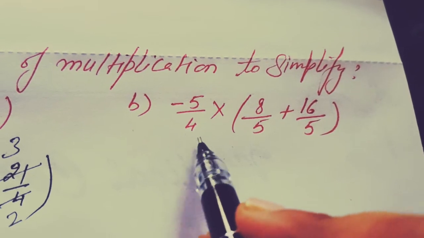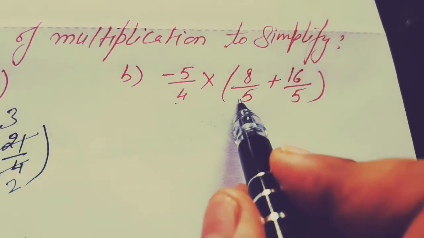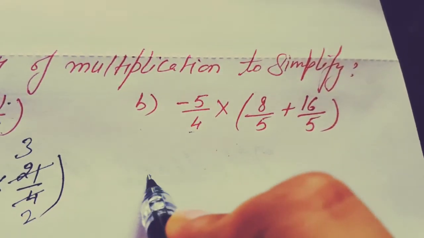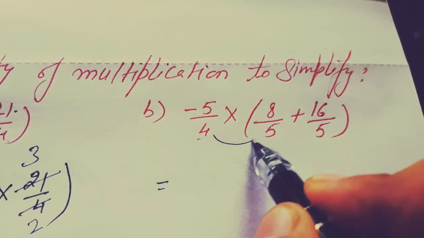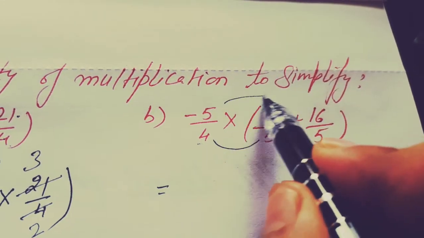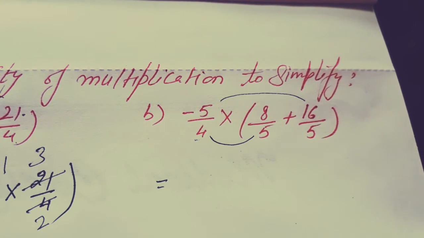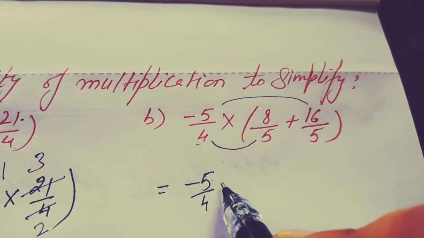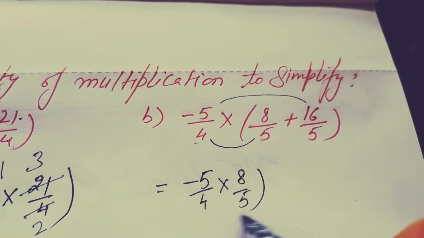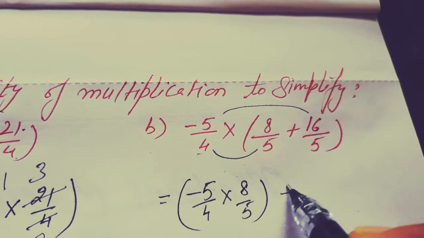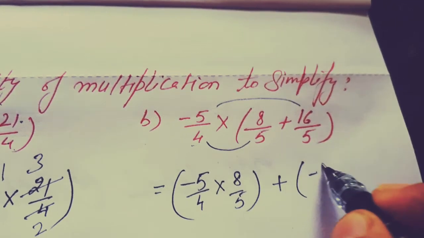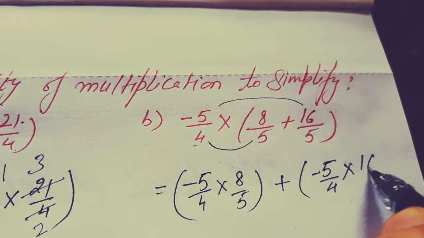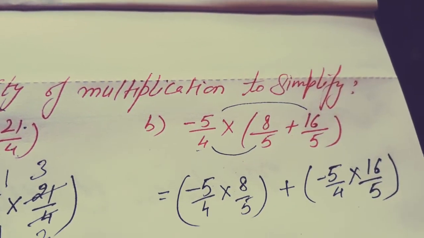Let us move to the next one. Again here also we will use the same rule. So first of all we will multiply 5 by 4 with 8 by 5, and afterwards we will multiply 5 by 4 with 16 by 5. So it will become minus 5 by 4 multiplied by 8 by 5. In between a plus sign is here, so you will write here plus minus 5 by 4 multiplied by 16 by 5.